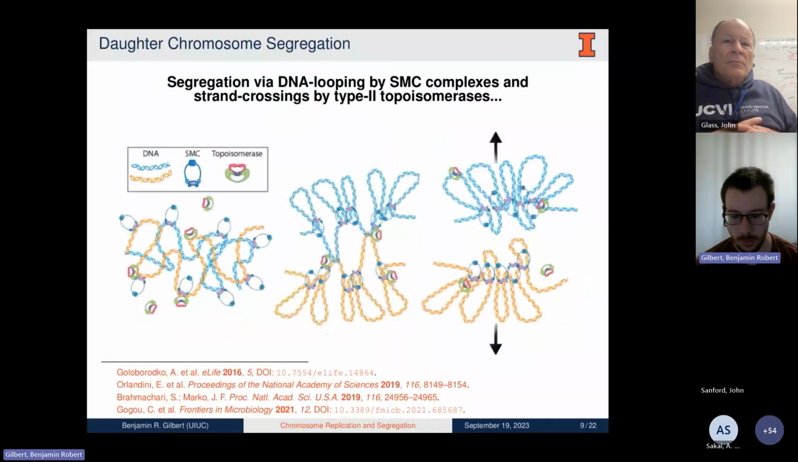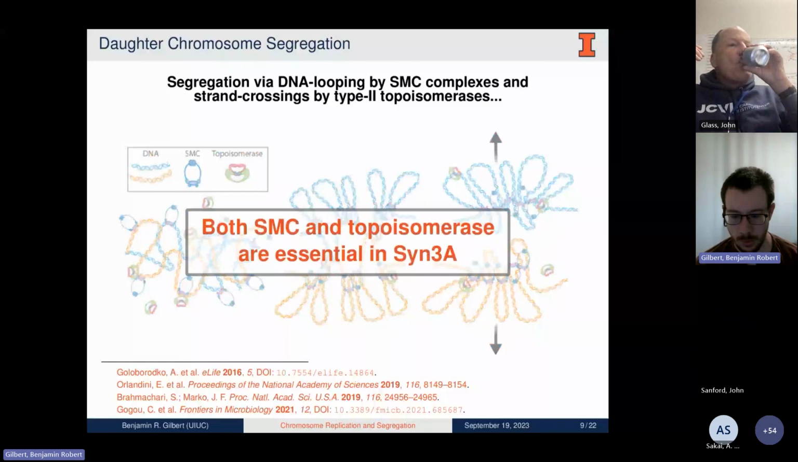So the prevailing theory about how this occurs in all domains of life is that the segregation occurs via DNA looping by SMC complexes and strand crossings by type 2 topoisomerases. So there are also other proteins that assist in all of this and other systems that participate in all of this, but a lot of it is carried out by the action of just SMC complexes and type 2 topoisomerases, where the SMC create loops of DNA, and then the topoisomerase can detect where the DNA strands are crossed with one another and then pass the strands through one another. So interestingly, both SMC and topoisomerase are essential in Syn3A.